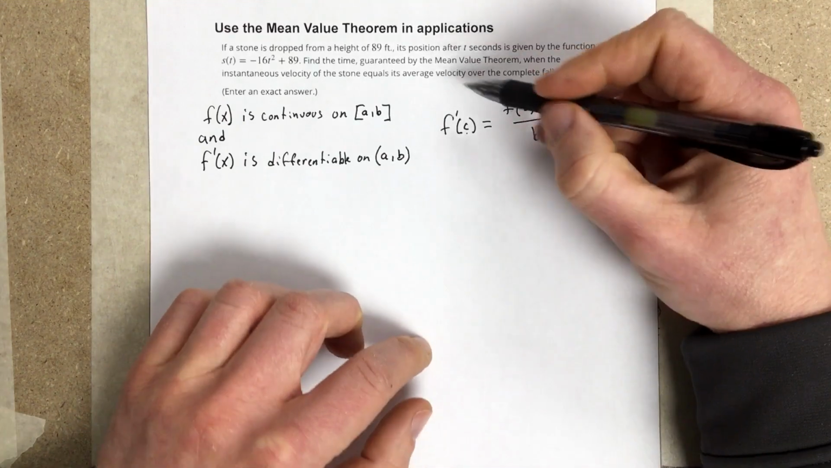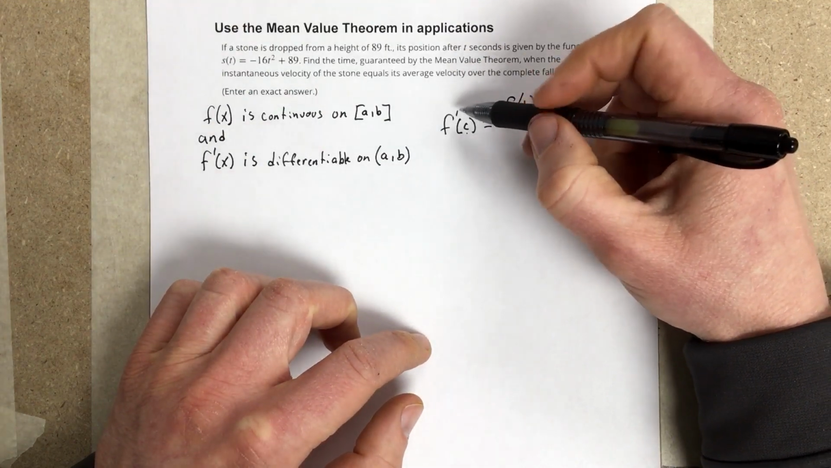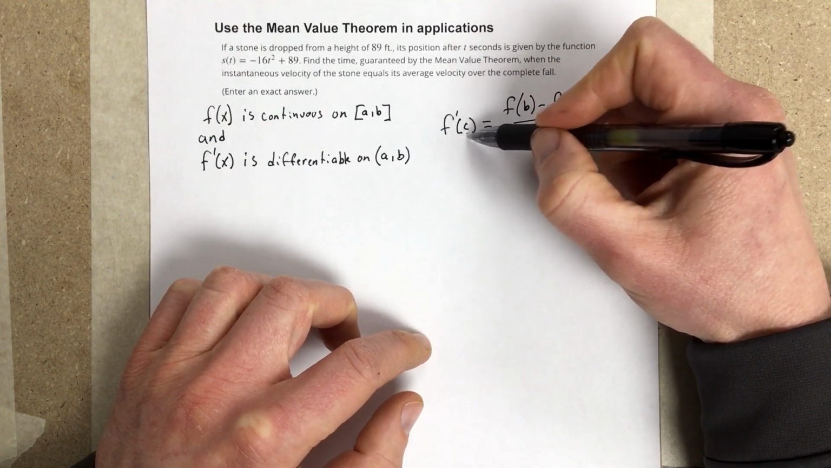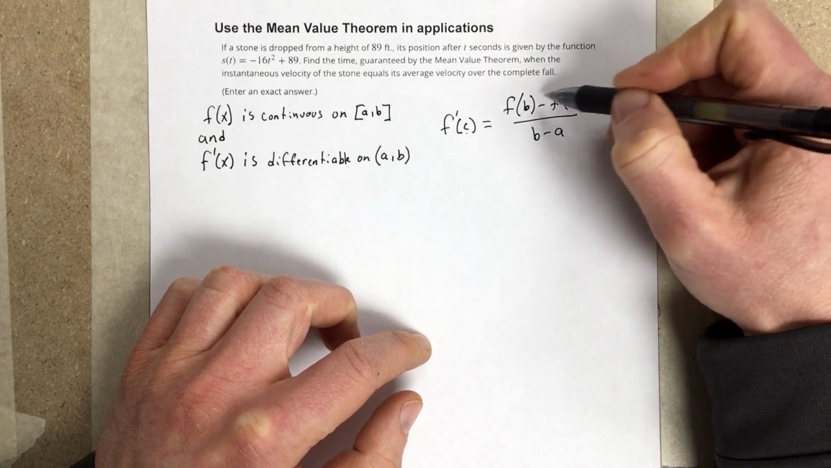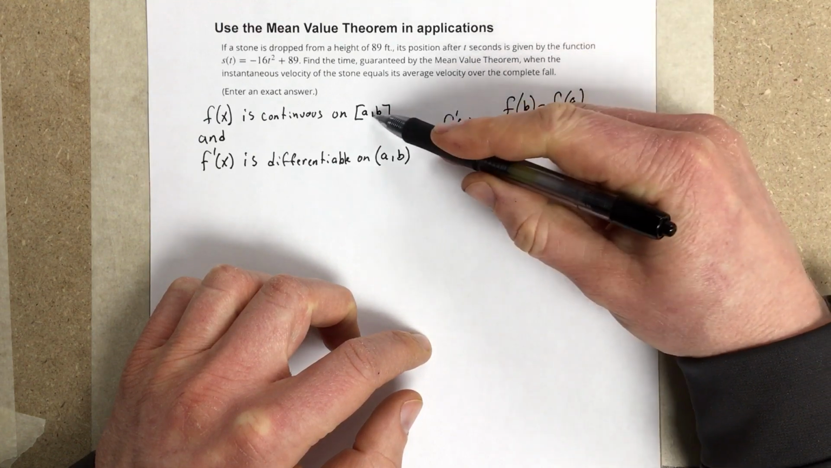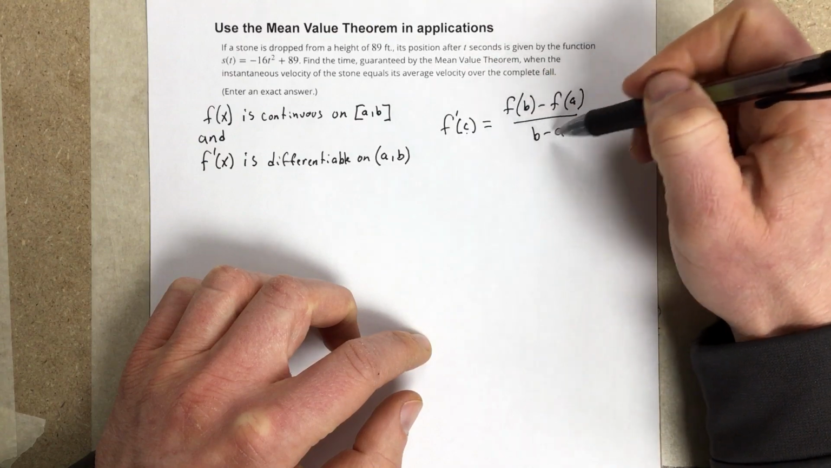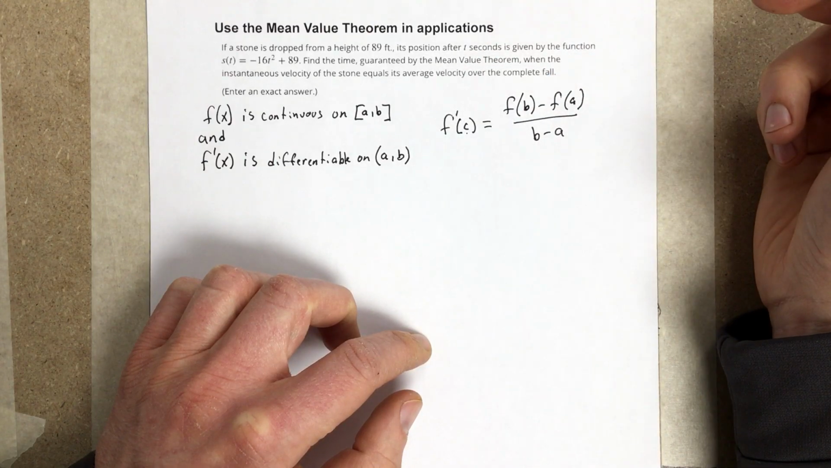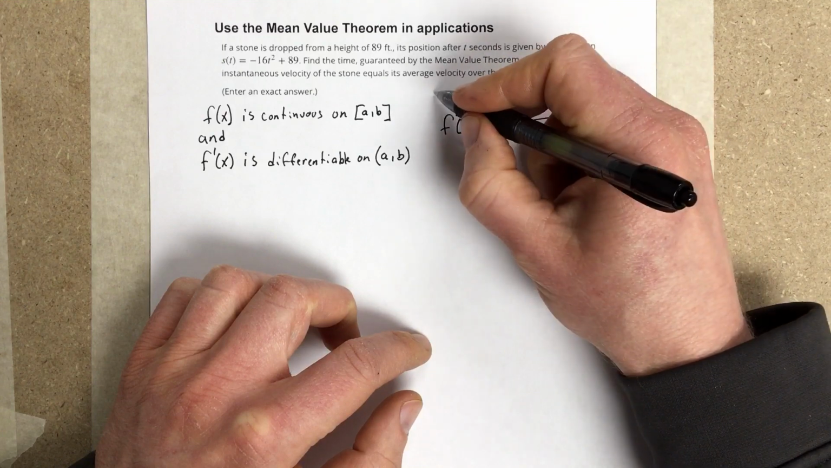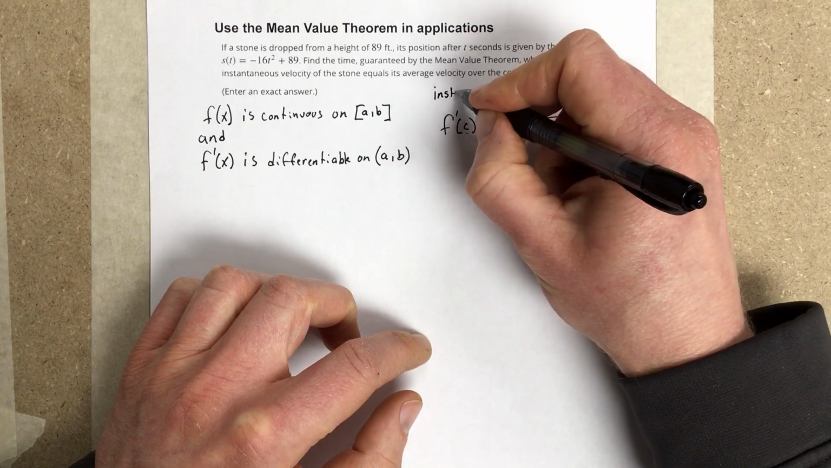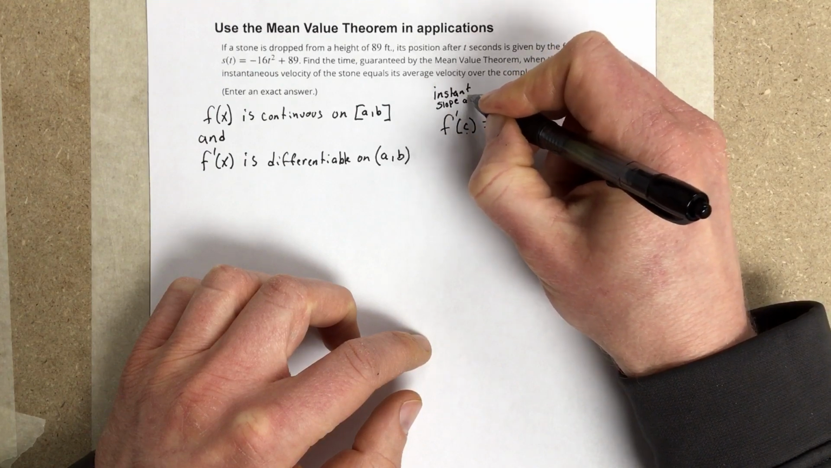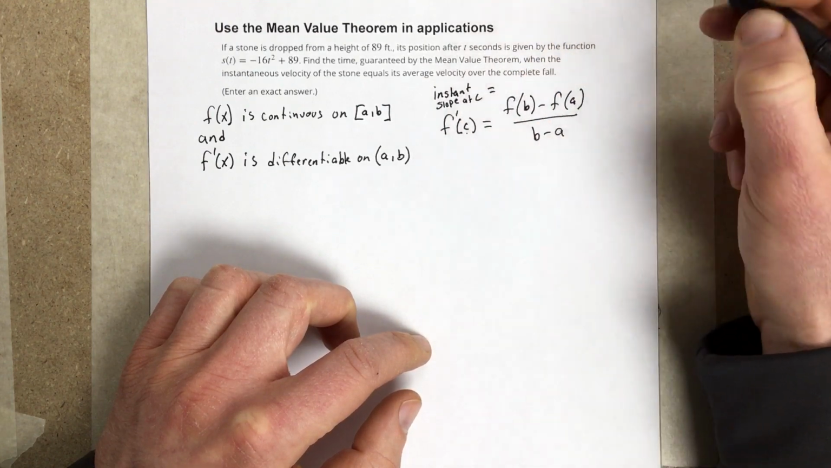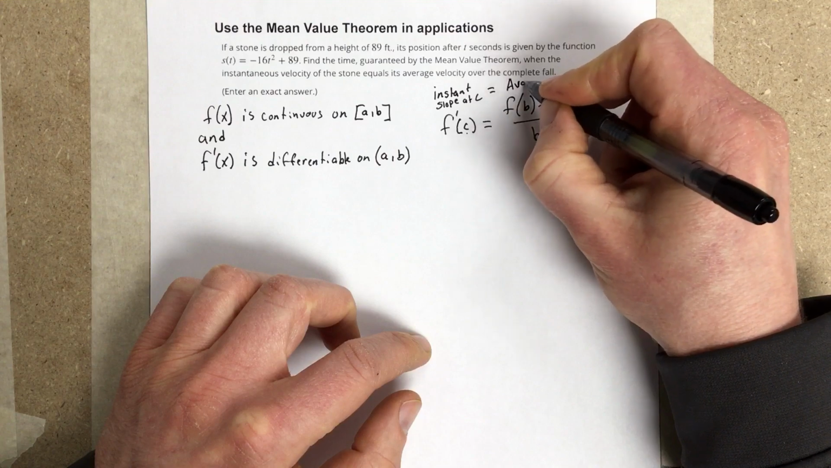So this is saying that the slope at some point c would equal the average slope, because that's what we're getting here, with the endpoints, the average slope of the function. So we're saying this instantaneous slope at c is equal to the average slope.